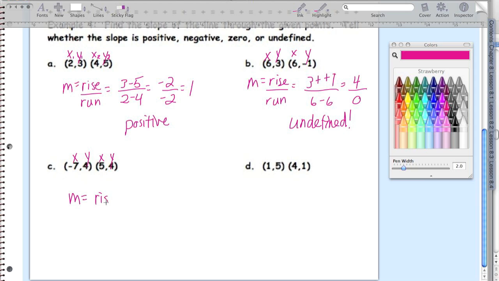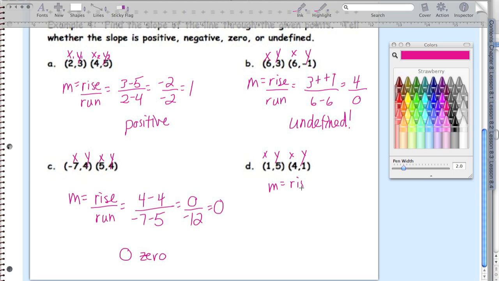Letter C, x, y, x, y. Slope is equal to rise over run. So I'm going to subtract the y's, 4 minus 4. In the denominator, I subtract the x's, negative 7 minus 5. 4 minus 4 is 0. Negative 7 minus 5 is negative 12. 0 divided by anything is 0. 0 slope.